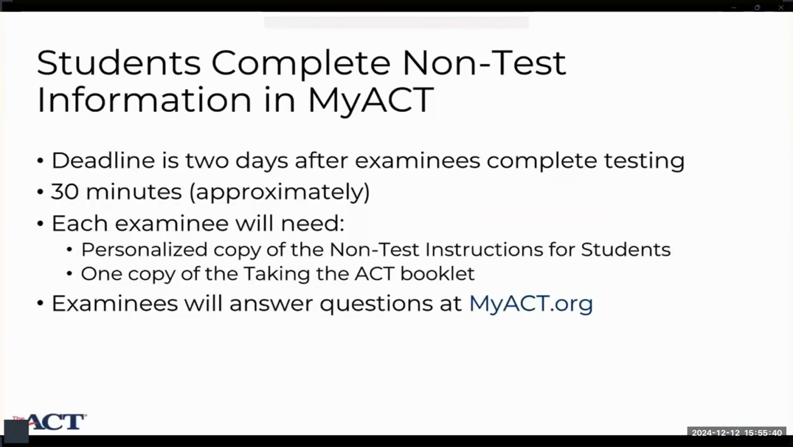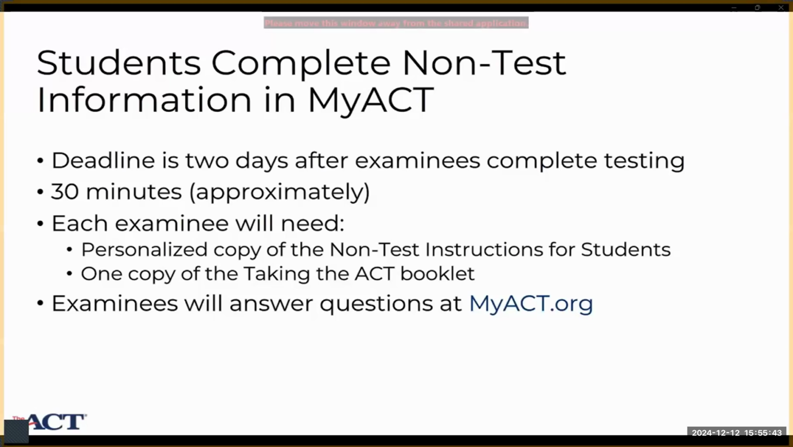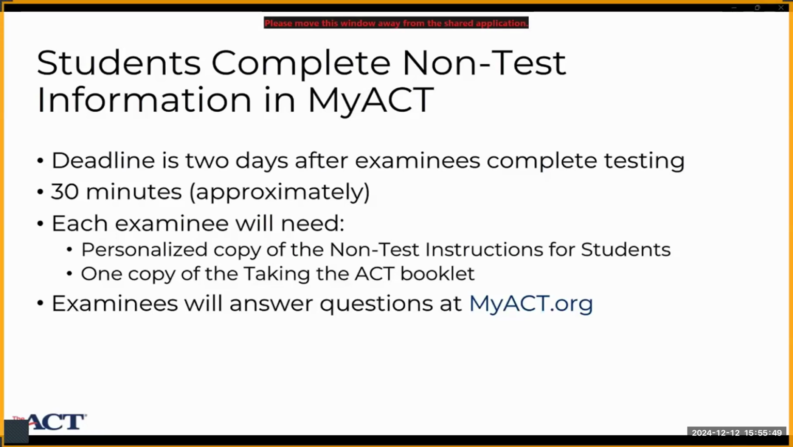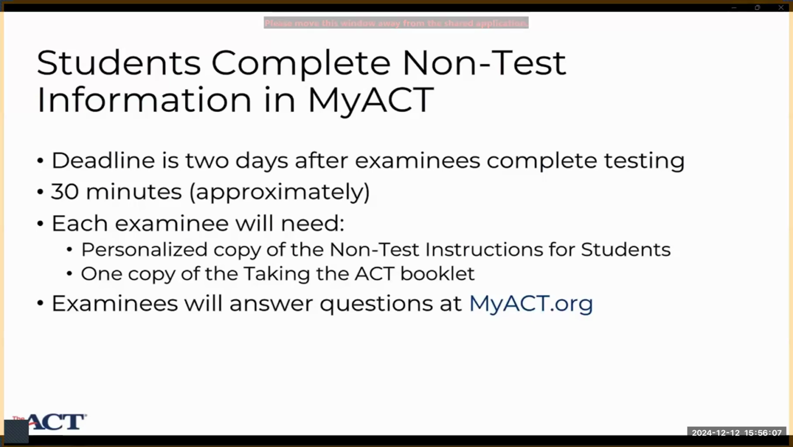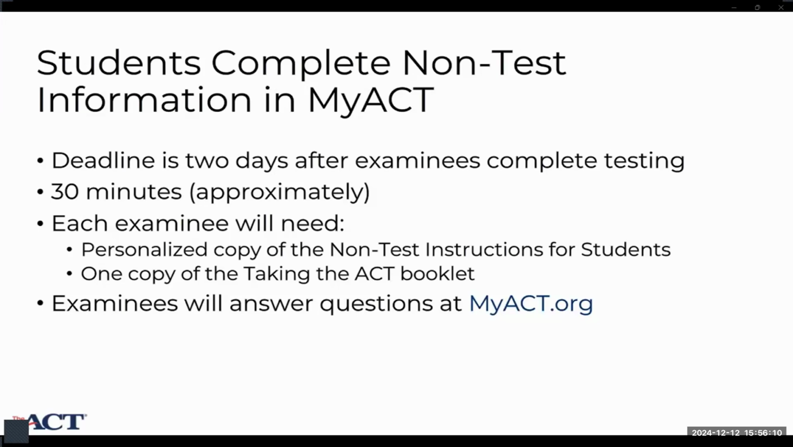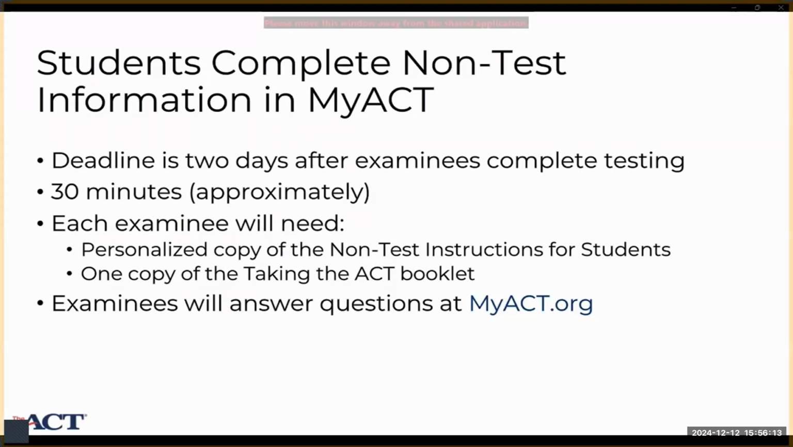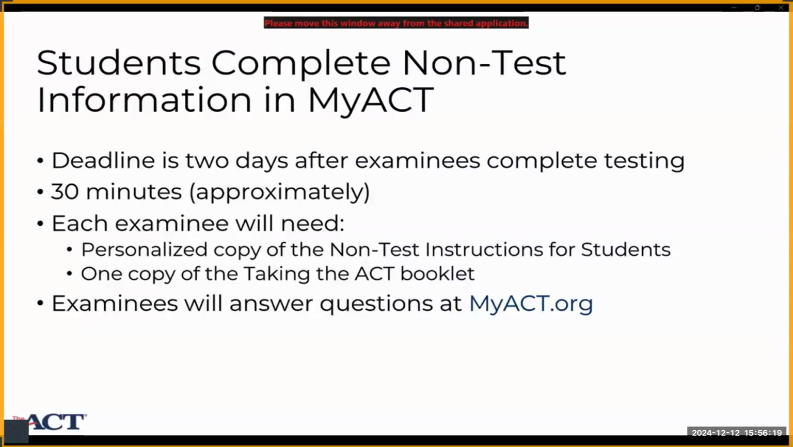All examinees will complete demographic information and college reporting choices online at myact.org. Examinees may complete this prior to testing, or they will have up until 2 days after testing to finish the non-test information. The information will take approximately 30 minutes, and you may schedule either in-school sessions for all students or ask them to complete it individually on their own time. Each examinee will need their own personalized copy of the MyACT non-test instructions for students and a copy of the Taking the ACT State and District Testing Guide. Complete instructions are available on the ACT-hosted testing webpage in the pre-administration step.